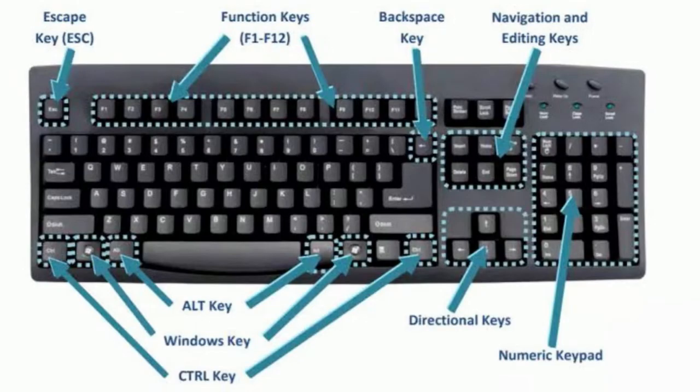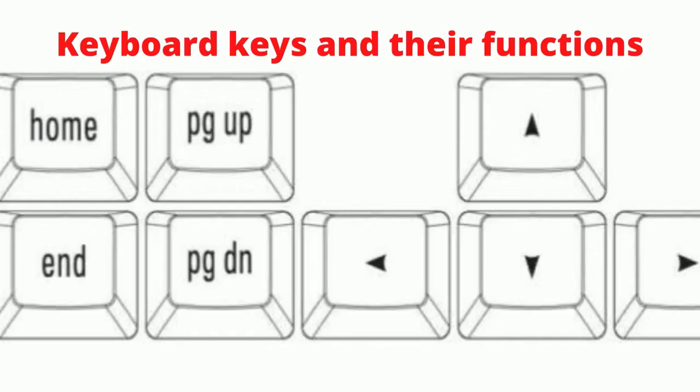Then this is the general section of the keyboard. Just look at it. We have the function keys, the backspace keys, navigation and editing keys, escape keys, direction keys, numeric keypad. We are seeing both the alt keys, the control keys, the window keys. They have different functions. We use all of these to tell the computer what to do. Right? We use it to tell the computer what to do.